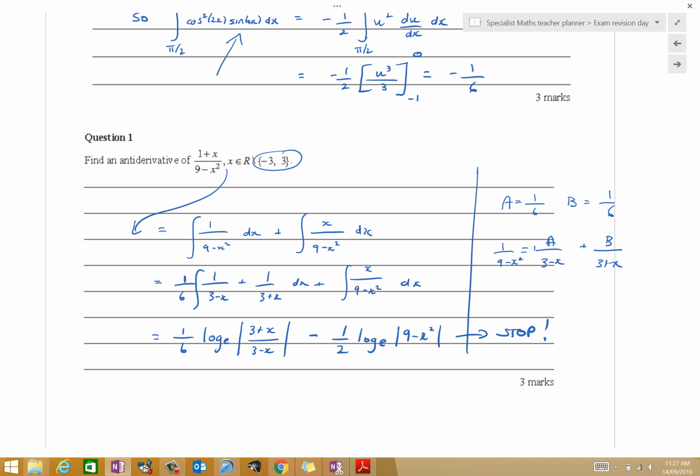If you stopped there, you'd get your full marks. But with the absolute value, we lose marks. Absolutely. If you don't have the absolute value sign, you'd only get 2 marks. All right? Now, look, I'm going to show you the examiner report for that.